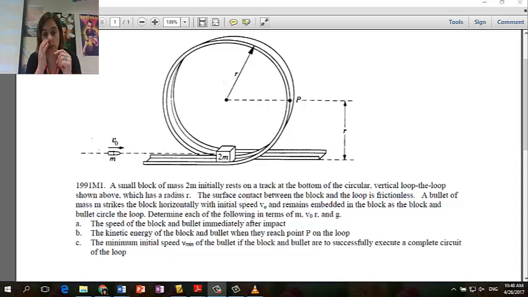Substituting in M, V naught, R, and G. So if you use the speed of the block and the bullet after the impact, you would have immediately found the slope of the line. So hopefully you clue in right there. And conservation of momentum. It's a collision. All collisions have momentum conserved. You would have found the slope to be 25.5 newtons per meter to the 1/2 power.